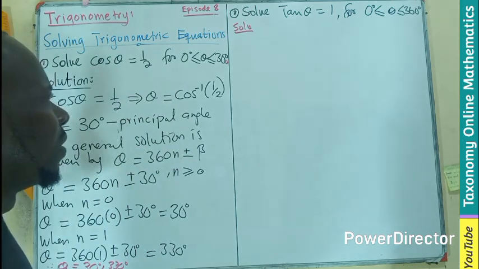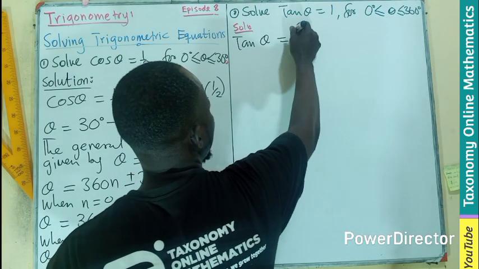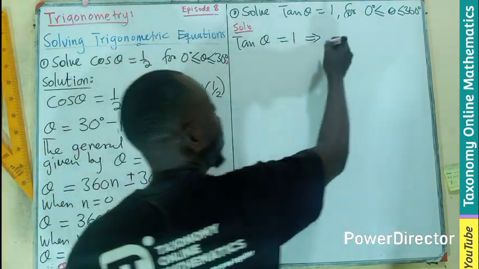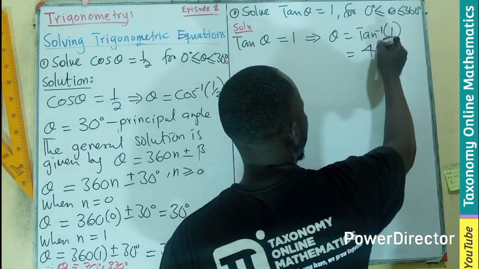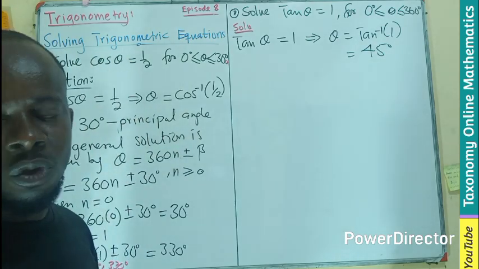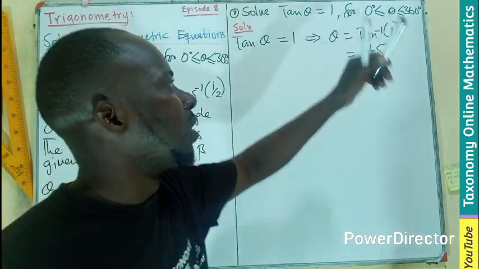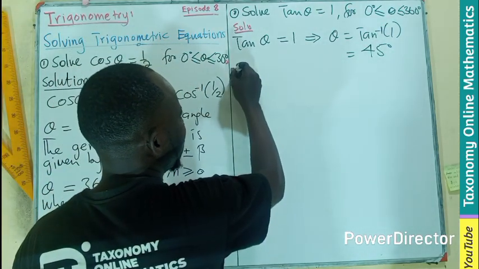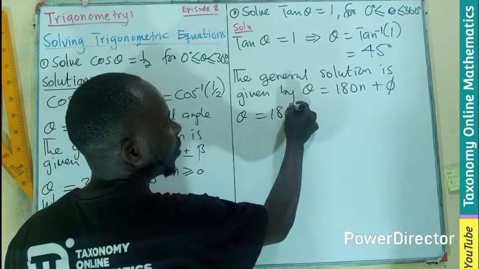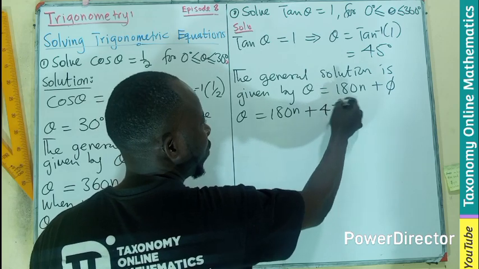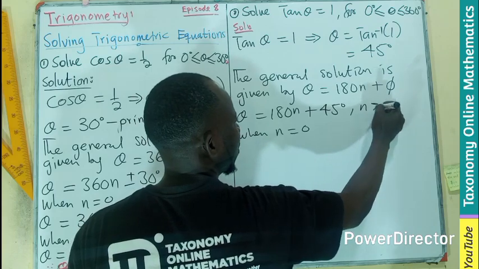So let's see if we have this, what is going to be. This is tan theta equals to 1. If you find the tan inverse, theta will be equal to the tan inverse of 1. This will be 45 degrees. So we need more angles that can be positive within the range 0 to 360. So we know the general solution is given by this, where our phi is the angle we have there as 45 degrees.